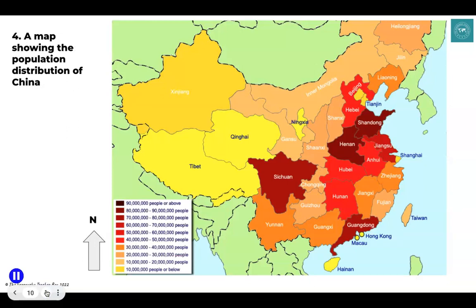Okay, so hopefully you've had the opportunity now to look at all four maps. The map I'd like us to focus on is this one that you can see on the screen at the moment. This is Map 4, and it's showing us the population distribution across China. Now I'd like you to look really carefully at your description, and take some time to try and improve it. I'm going to give you some criteria to help you.